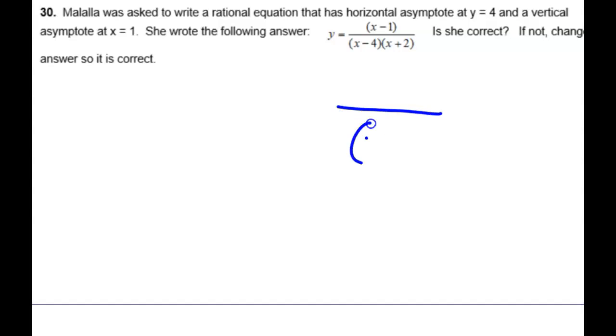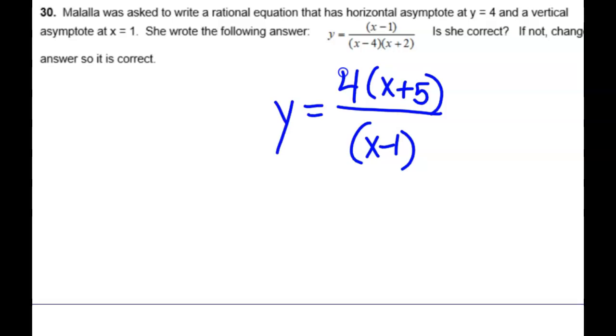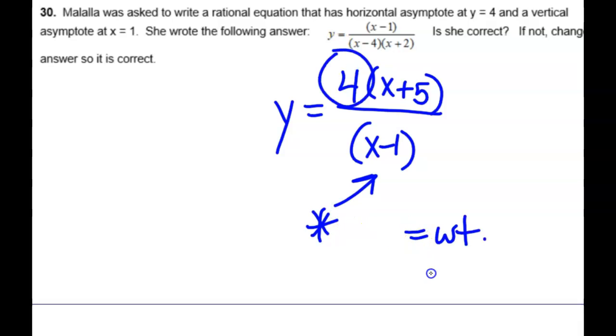Vertical asymptote at 1 means we need an x minus 1 in the denominator. So to make it equal weight, we could put something like this. That would work. You could make it more complicated. You could sure make it more complicated, but this factor I would be looking for, and it has to be equal weight, and it has to have a leading coefficient of 4.